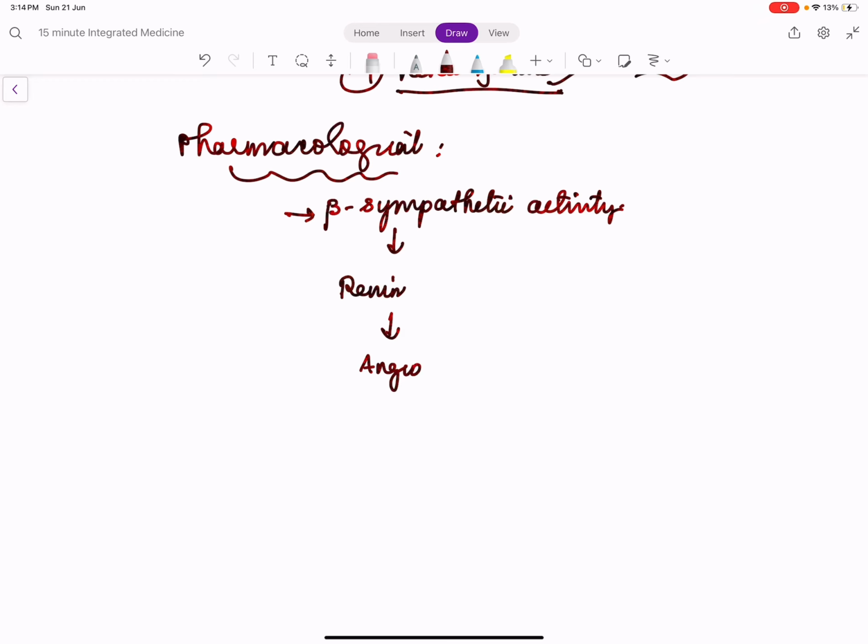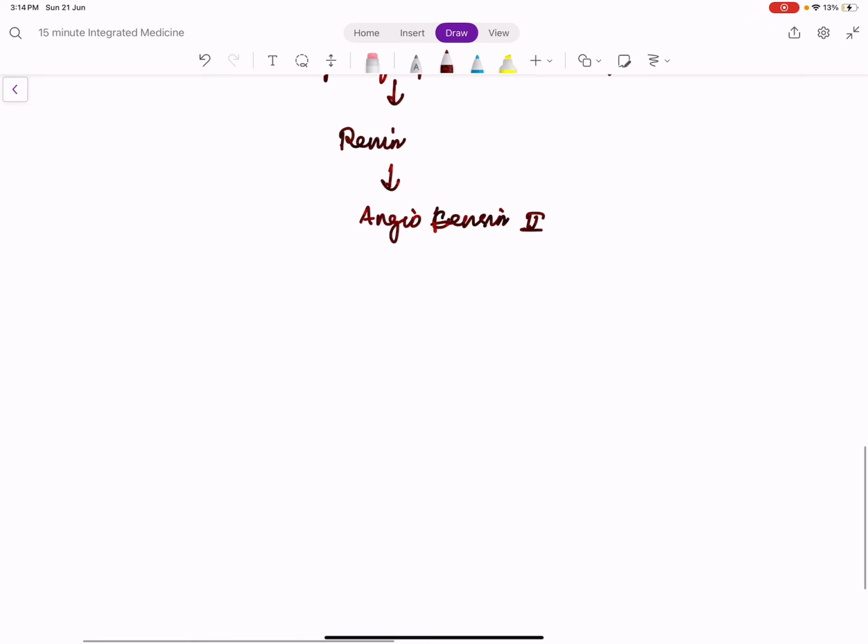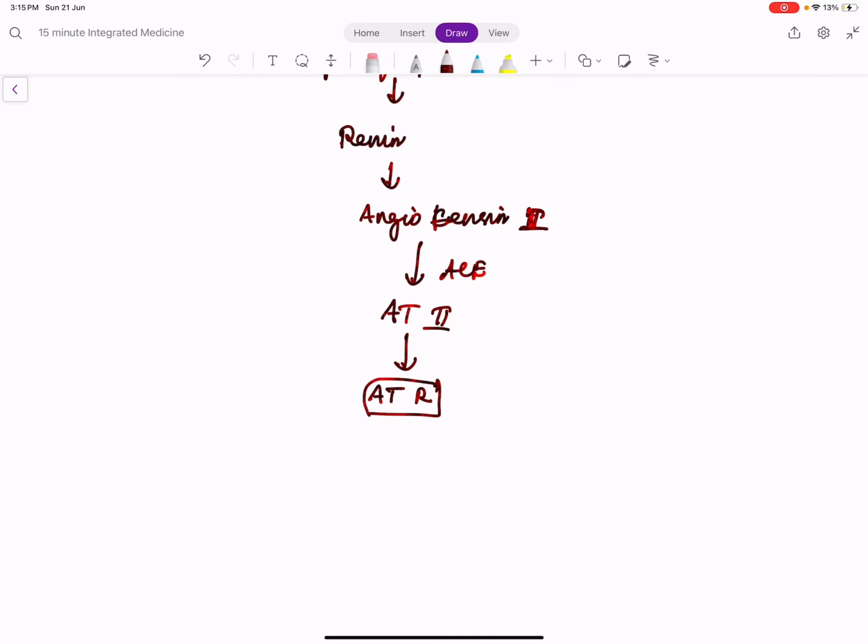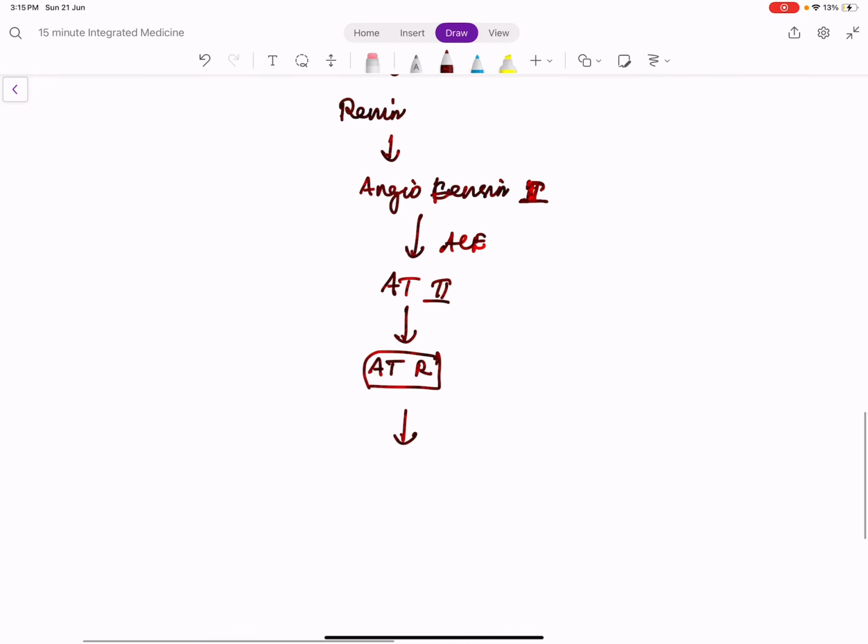The next step is angiotensin 2 production. Angiotensin 1 is converted to angiotensin 2 by angiotensin converting enzyme. This angiotensin 2 causes all these effects through a receptor called the angiotensin receptor. And it leads to aldosterone secretion. Aldosterone is produced by aldosterone synthase.